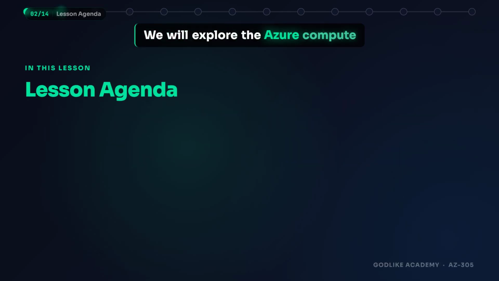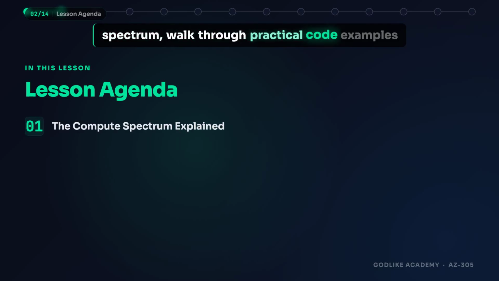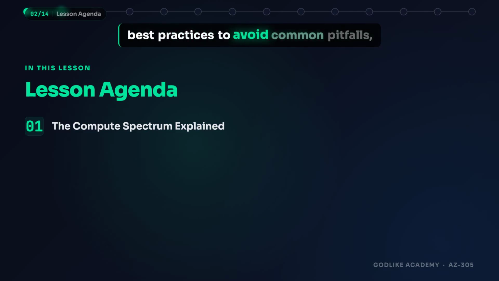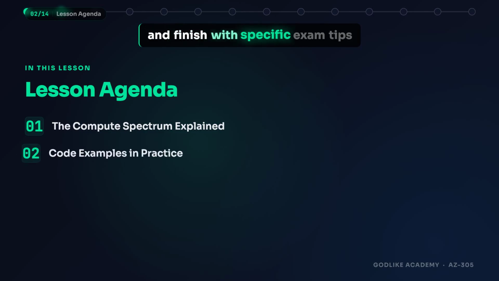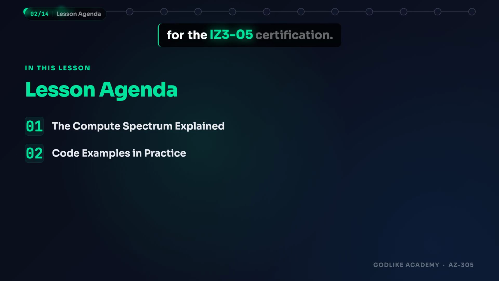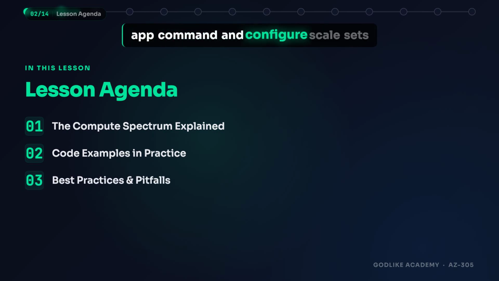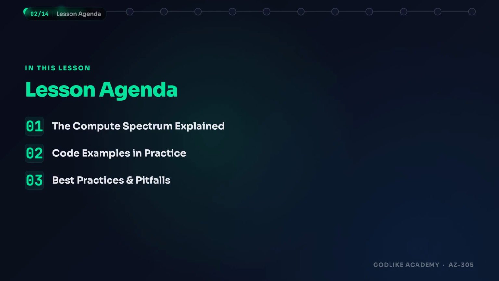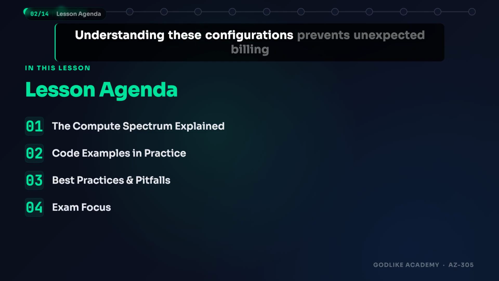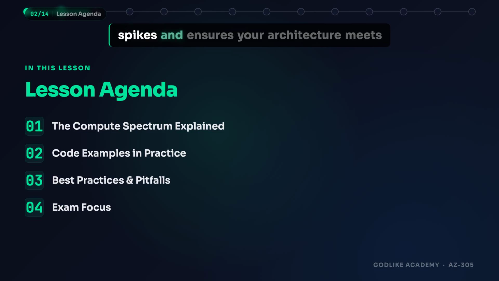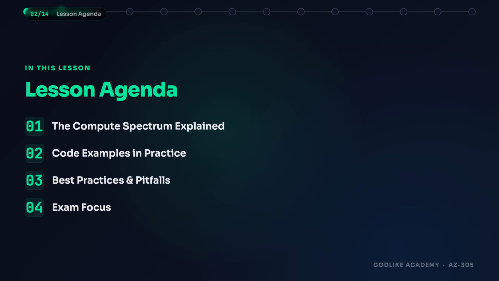We will explore the Azure compute spectrum, walk through practical code examples for functions and virtual machines, review best practices to avoid common pitfalls, and finish with specific exam tips for the AZ-305 certification. You will learn how to deploy a Python script using the az functionapp command and configure scale sets with real CPU thresholds like 70%. Understanding these configurations prevents unexpected billing spikes and ensures your architecture meets compliance standards before production deployment.